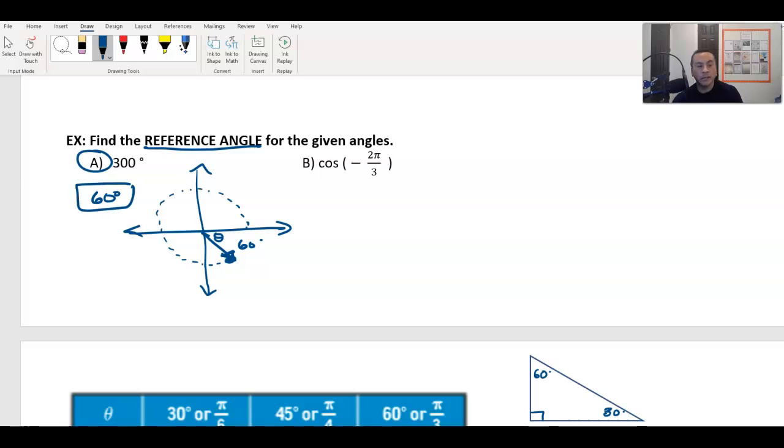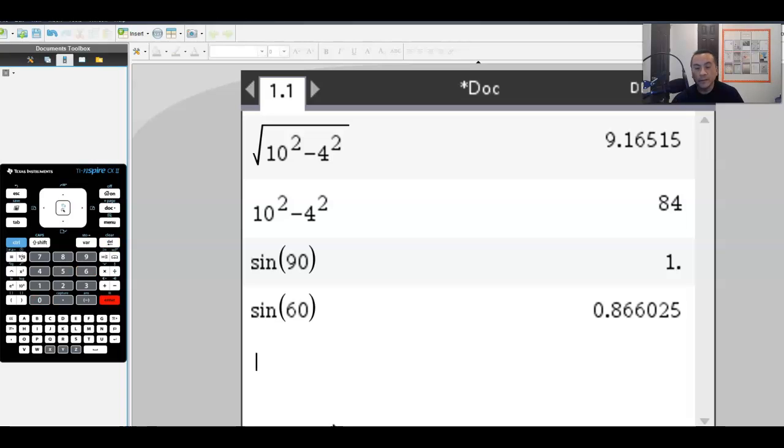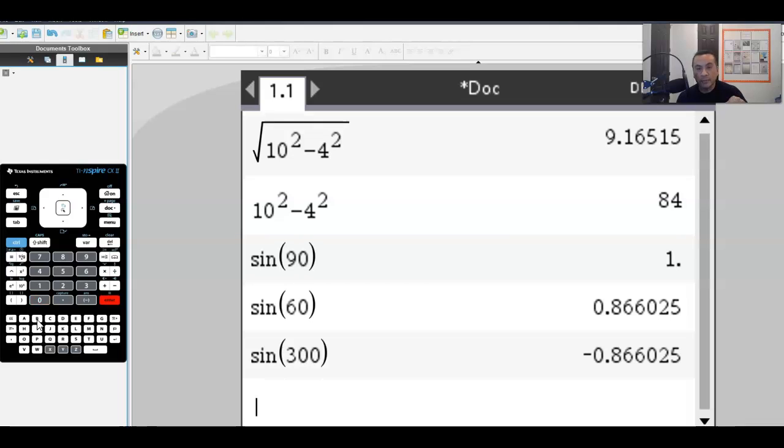The reason that's important, guys, is because if I type in, for example, let's go back to the calculator, the sine of 60. The sine of 60 has a decimal value of 0.866. If I type in the sine of, let's change the 60 to 300, which is the reference angle, you get the same thing, but negative, but you get the exact same thing. We'll talk about why this one is negative in a little bit, but at least the value is exactly the same.